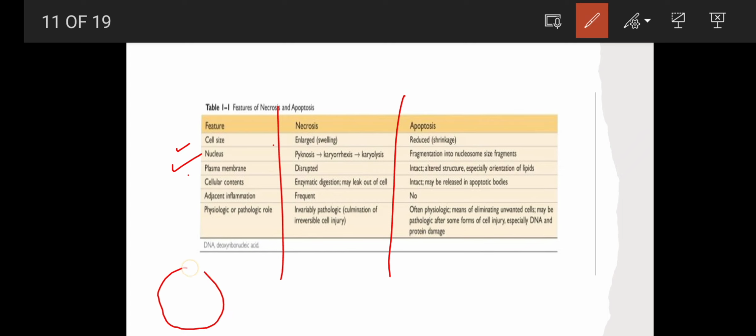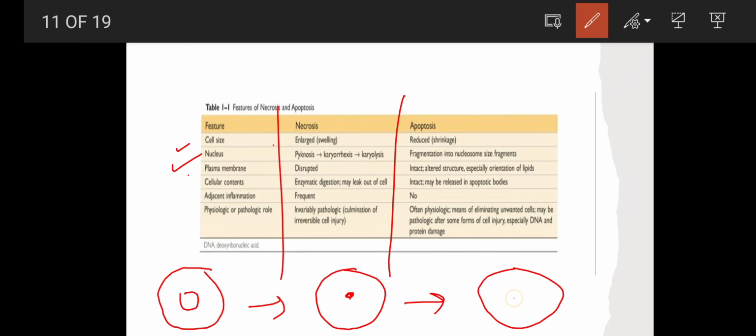So for example, this is a normal cell. In this normal cell, what will happen in the case of pycnosis? The condensation of nuclear material starts to happen, and after that karyorrhexis happens. So this will start fragmenting, and after that lysis takes place, and that is called karyolysis. So in this way the nuclear fragmentation takes place in the case of necrosis.